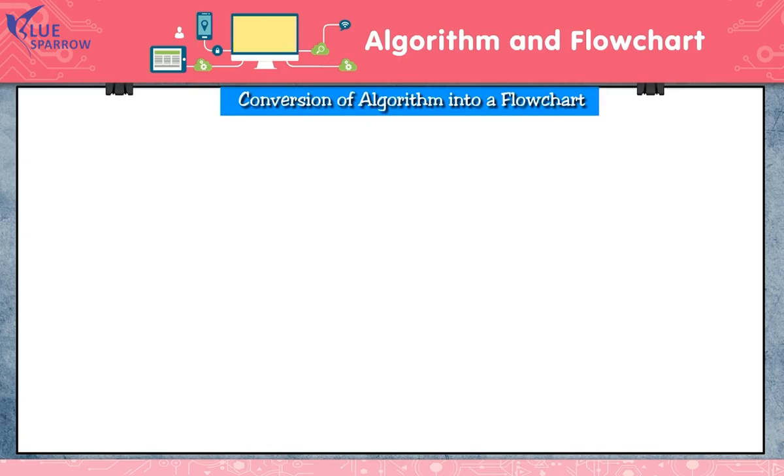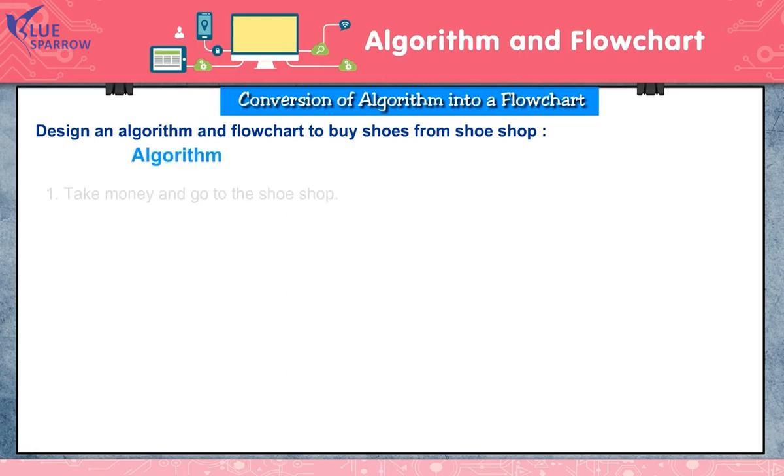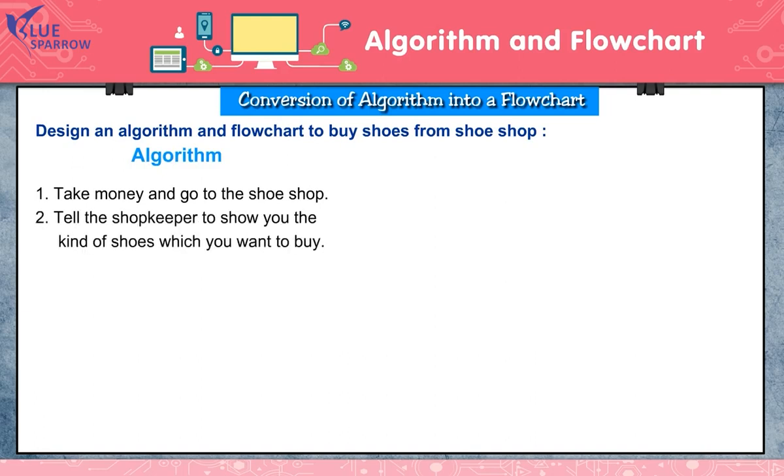Conversion of algorithm into a flowchart. Design an algorithm and flowchart to buy shoes from shoe shop. Algorithm. Take money and go to the shoe shop. Tell the shopkeeper to show you the kind of shoes which you want to buy. Take your shoes with proper measure.